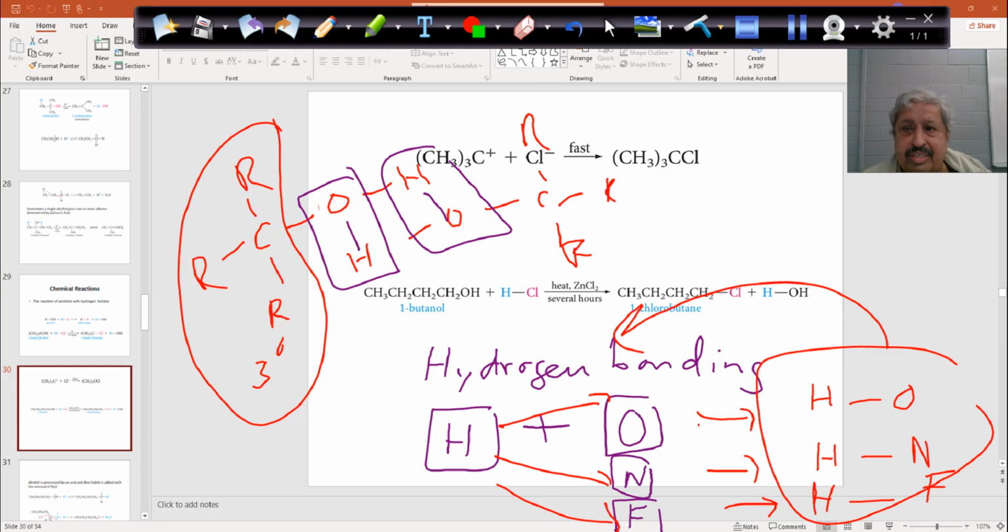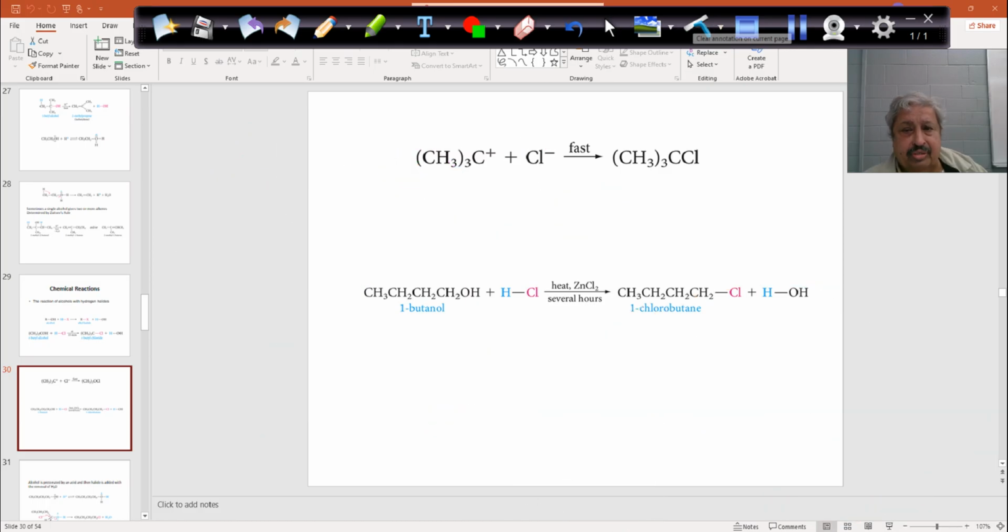So this is not inside the PowerPoint, but at least you will cover this even further in more detail in organic 1 and organic 2. It's very important. Stability of a molecule is always utilized by the formation of hydrogen bond.